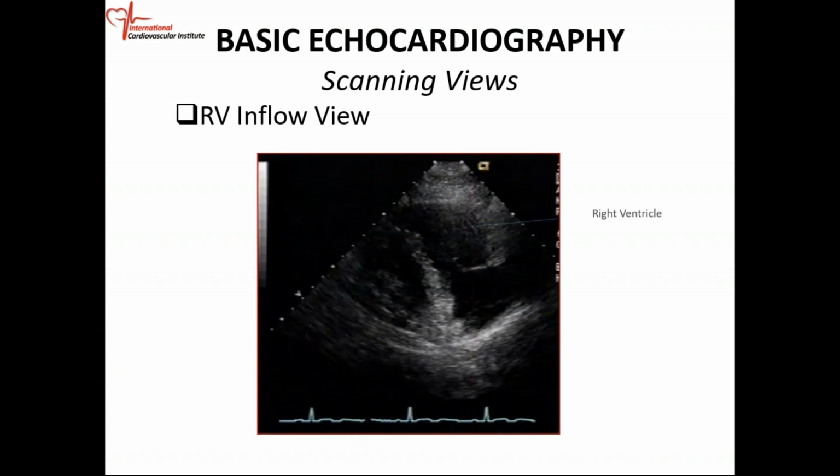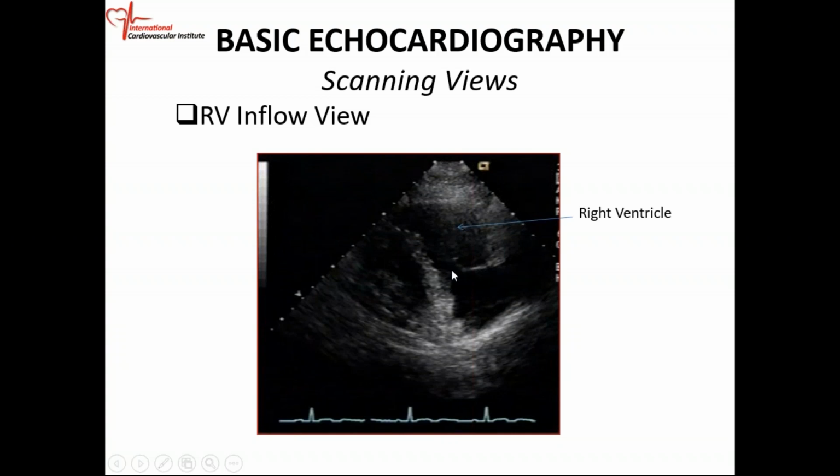Now to get the RV inflow view, with the transducer in the third or fourth interspace, you're going to rock it downwards a little bit. You're going to move it downwards a little bit, and you're going to get the RV inflow view. This is called the RV inflow because you can see this is the right atrium below, this is the right ventricle above, and the tricuspid valve is right there.